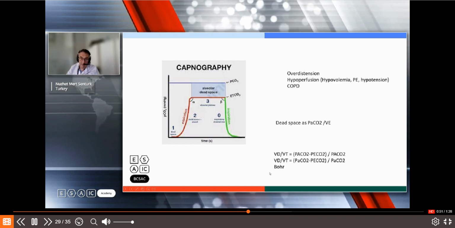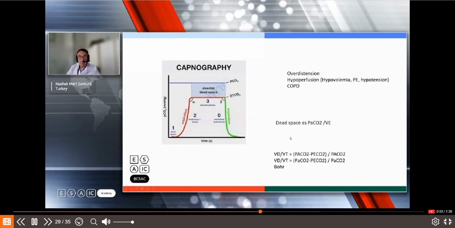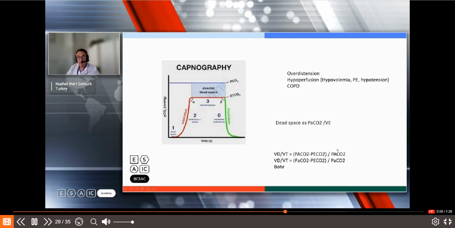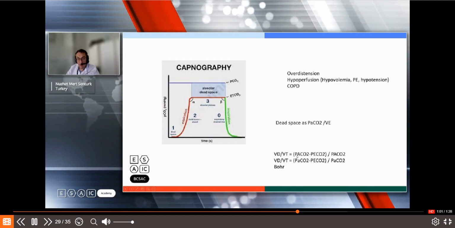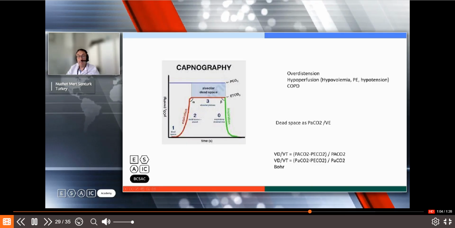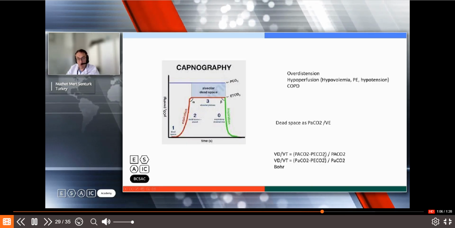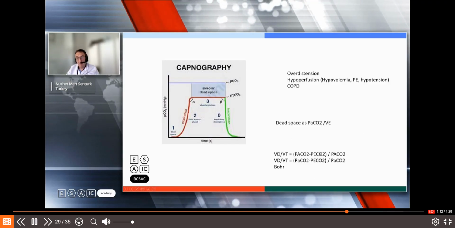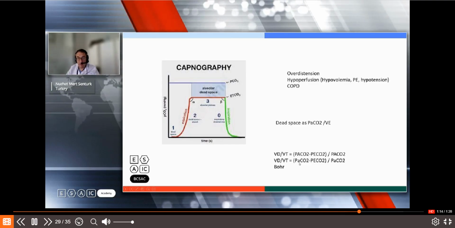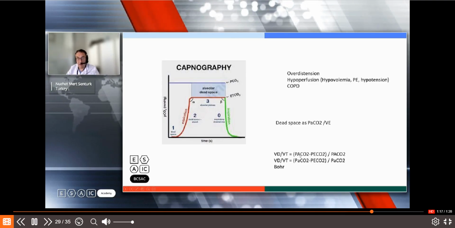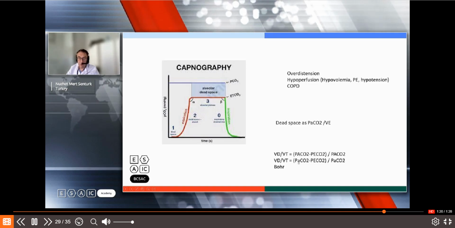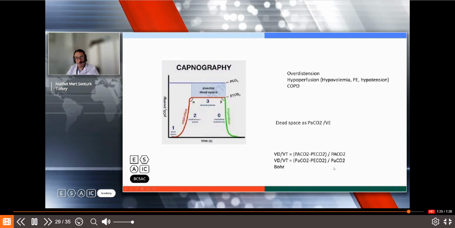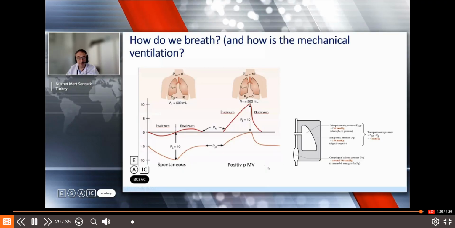Normally, you would calculate the dead space as the ratio of the dead space to the whole tidal volume with a subtraction of alveolar CO2 minus mixed expiratory CO2, divided by alveolar CO2. This would give the ratio of the dead space. But as it is too difficult to calculate, we can surrogate the alveolar CO2 with arterial CO2 minus mixed expiratory CO2, divided by arterial CO2. This is the Bohr equation.